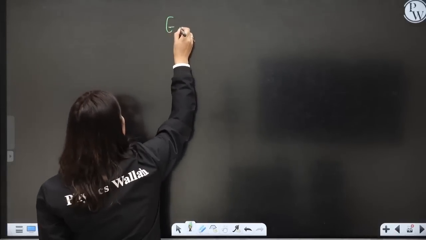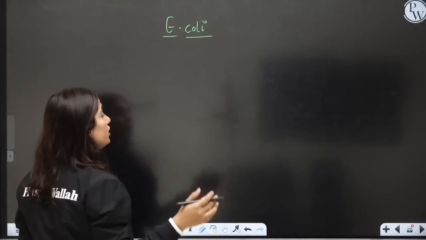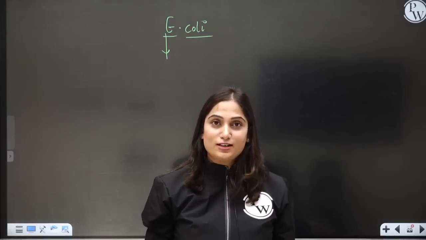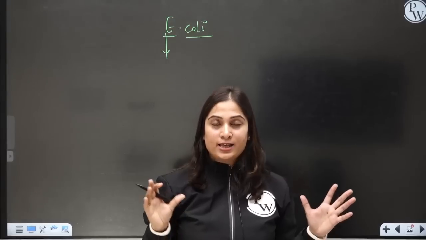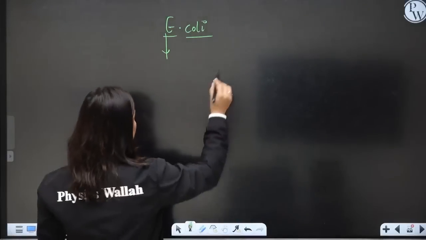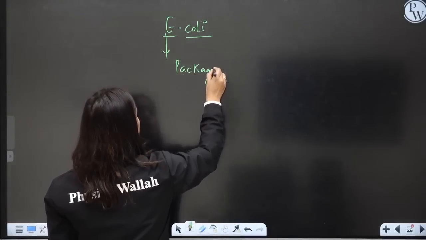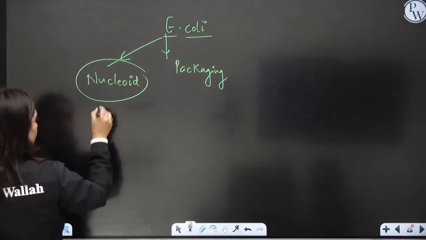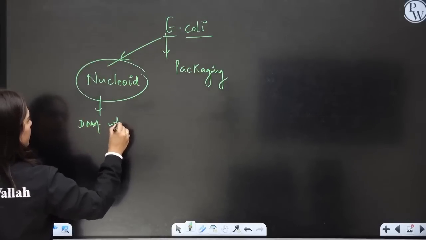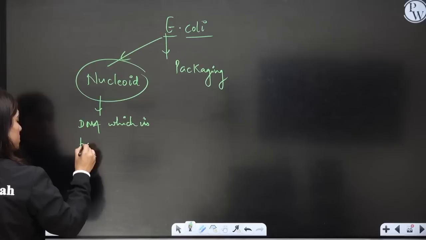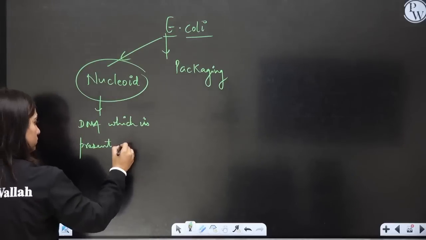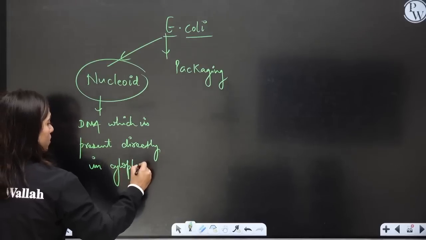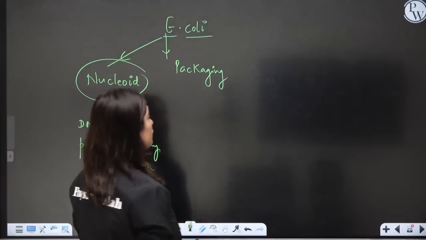So in case of E. coli, the packaging is pretty easy, but the cell of E. coli is itself of the order of 10 raised to the power minus 6 meter. So it also needs packaging, but not as complex as in case of eukaryotes. So in E. coli, which has nucleoid, what is nucleoid? You can say that the DNA which is present directly in the cytoplasm, that region of cytoplasm is nucleoid. Directly in cytoplasm, because this is not surrounded by nuclear membrane.